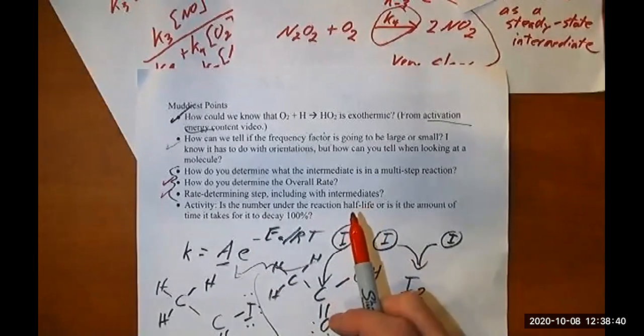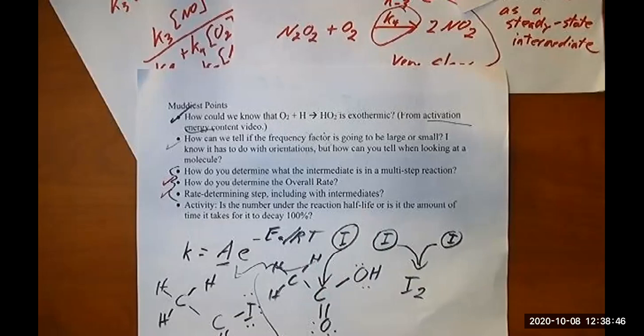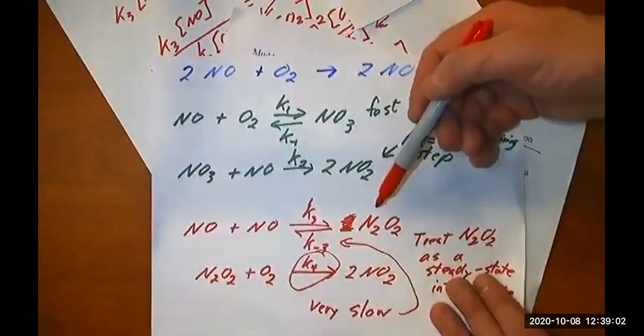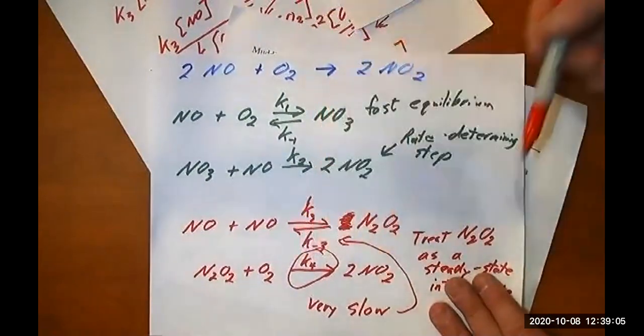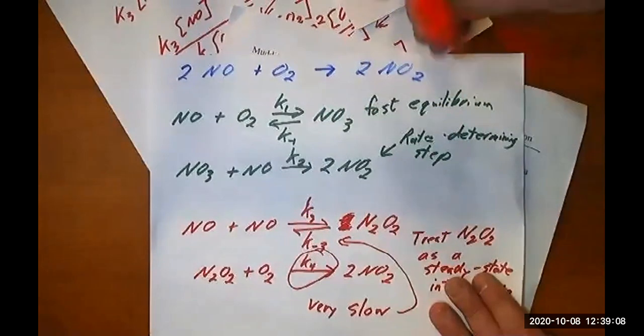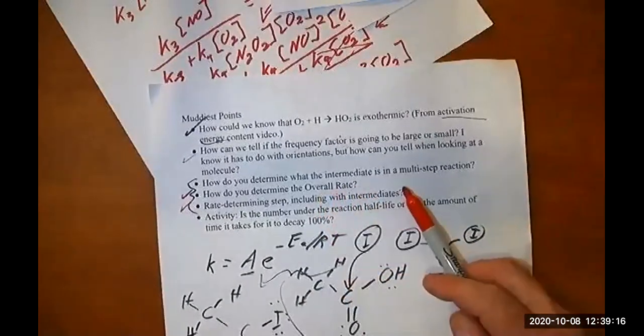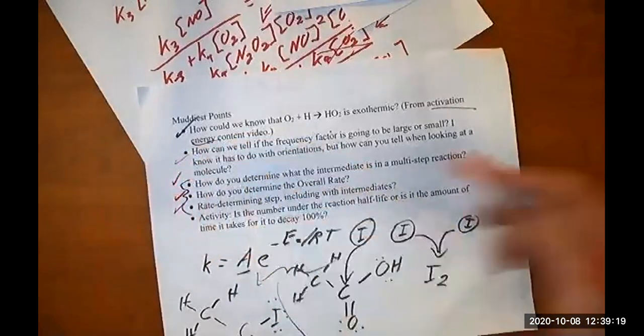That's to distinguish it from something like a catalyst, which you have present at the beginning and then participates in the mechanism but is not in the overall reaction, and it speeds up the reaction. So in this case, the NO3 is an intermediate because it's produced and then destroyed. The N2O2 is an intermediate because it's produced and then destroyed. And there are no catalysts in this mechanism because the only things you start with are the NO and the O2 in both cases. And then how do you determine what the intermediate is in a multi-step reaction? Exactly what I just described there.